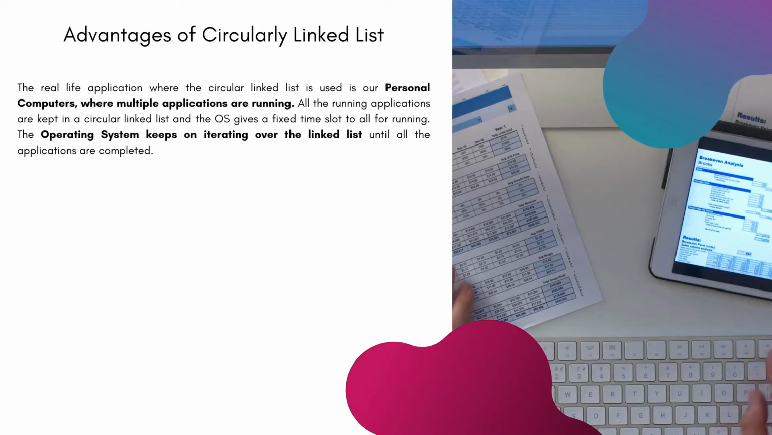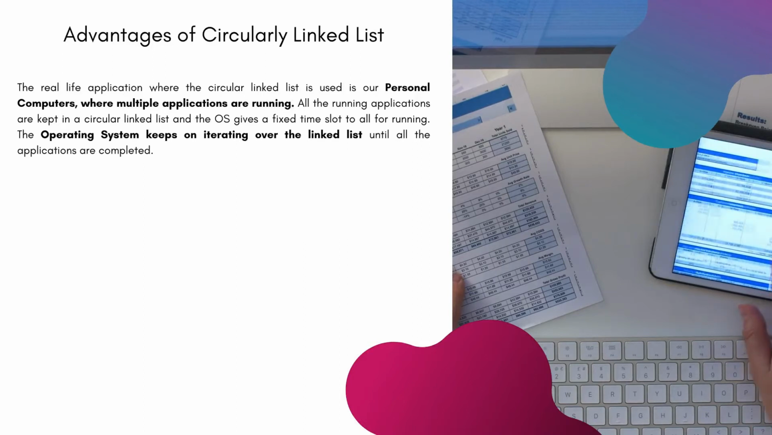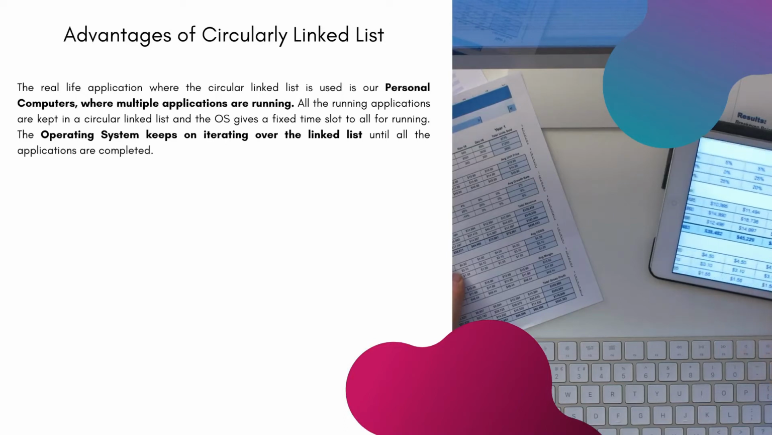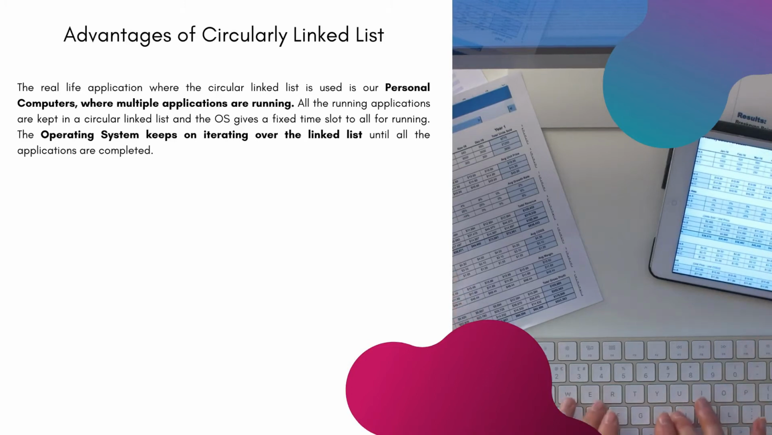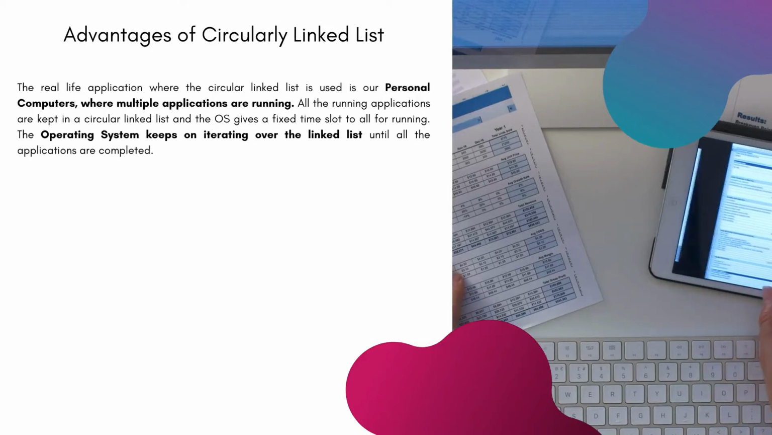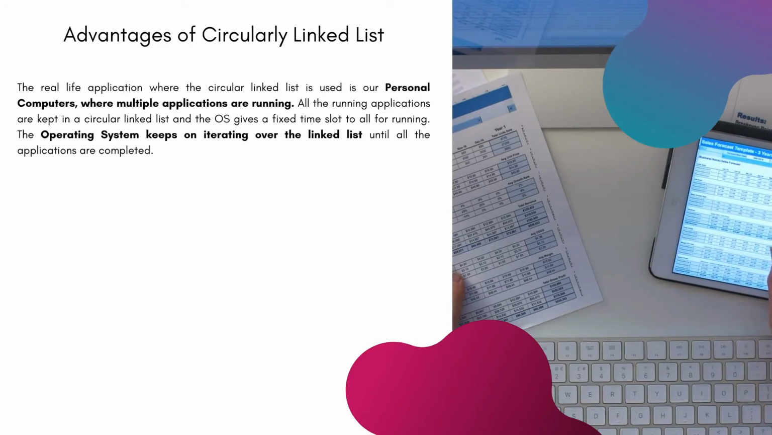Let us now talk about the advantages of the circularly linked list. In real-life applications, when we consider our personal computers or systems where multiple applications are running, the circular linked list can see its implementation. All the running applications are kept in a circular linked list, and the operating system gives a fixed time slot to all for running. The operating system keeps on iterating over the linked list until all the applications are completed.